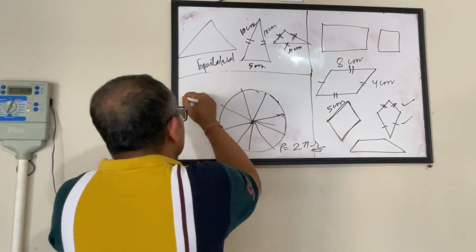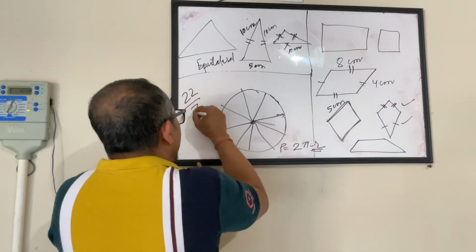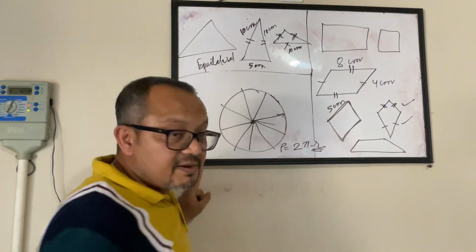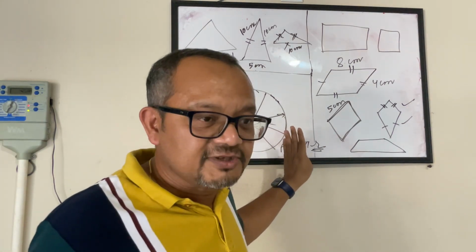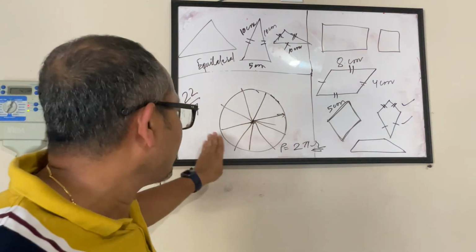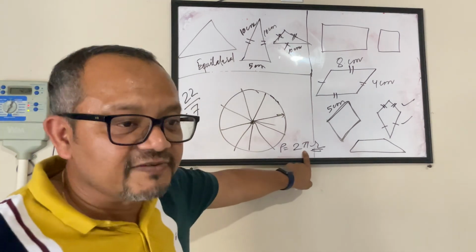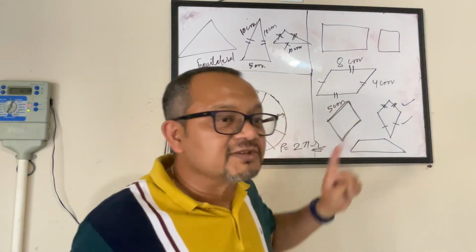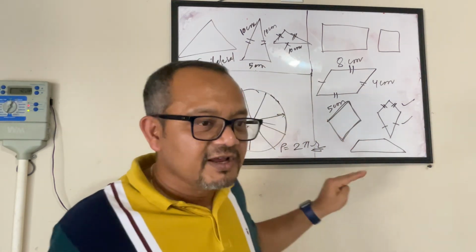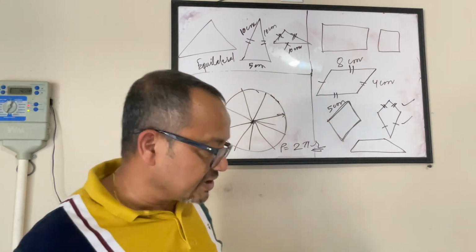Pi is nothing but a constant. The value of pi is this. If you ask me why, this is what was given by a mathematician in the older times. We can use this as a formula, that pi is 22/7. It's a fixed value, like 2 is 2, 3 is 3, pi is 22/7. You can use that to find out the perimeter.